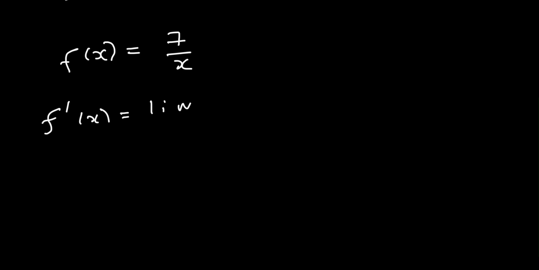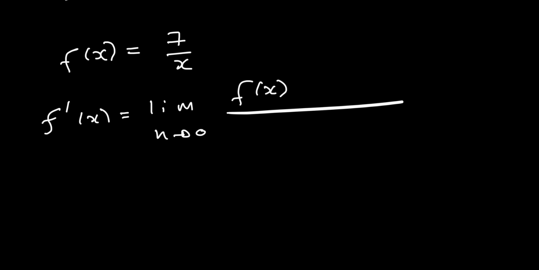So let us now use the first derivative to solve the following problem. Let's say we have f at x equal to 7 over x. Can we find the first derivative using the first principle? Of course, we are going to use the equation that says the first derivative is the limit as h approaches 0 of f at x plus h minus f at x, all divided by h. Remember, this is the equation of the first principle.